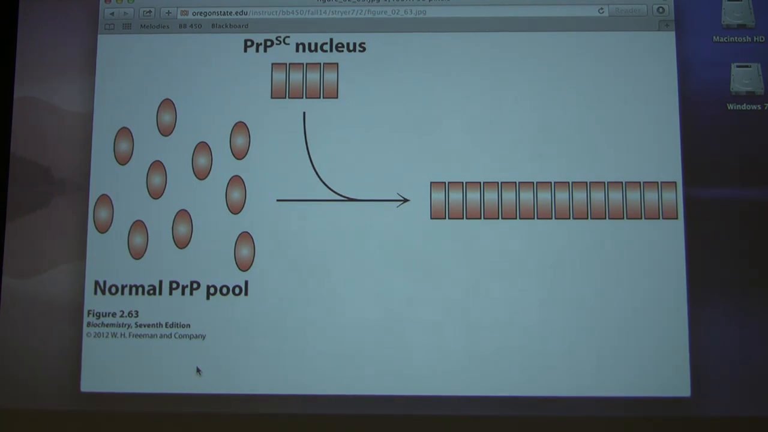We will just call it a prion, just prion. That's a name for this group of proteins across all species. So prions are misfolded proteins.